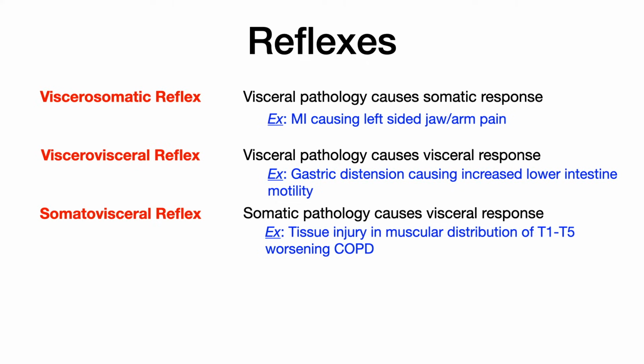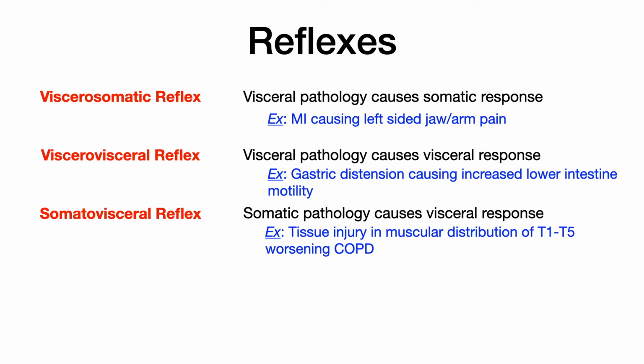So someone with COPD or someone with asthma, or just generally speaking, someone that has some underlying lung pathology, if they have musculoskeletal or somatic pathology from T1 to T5, it'll worsen their underlying lung condition.